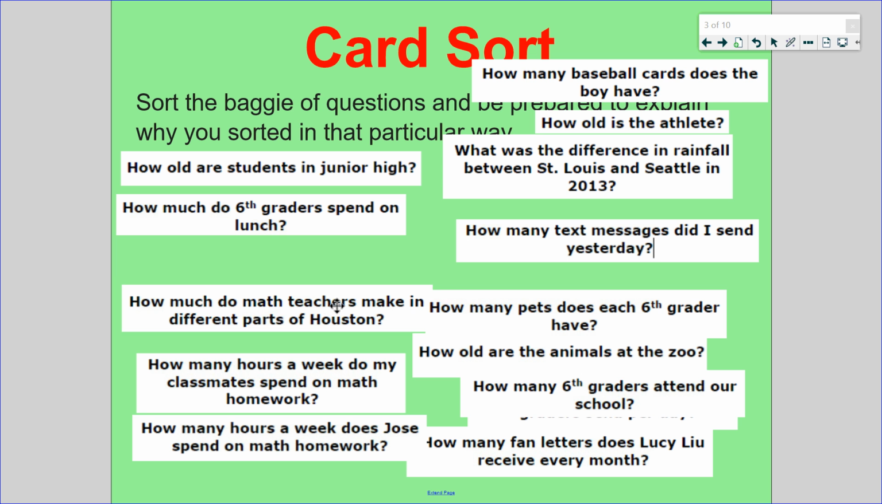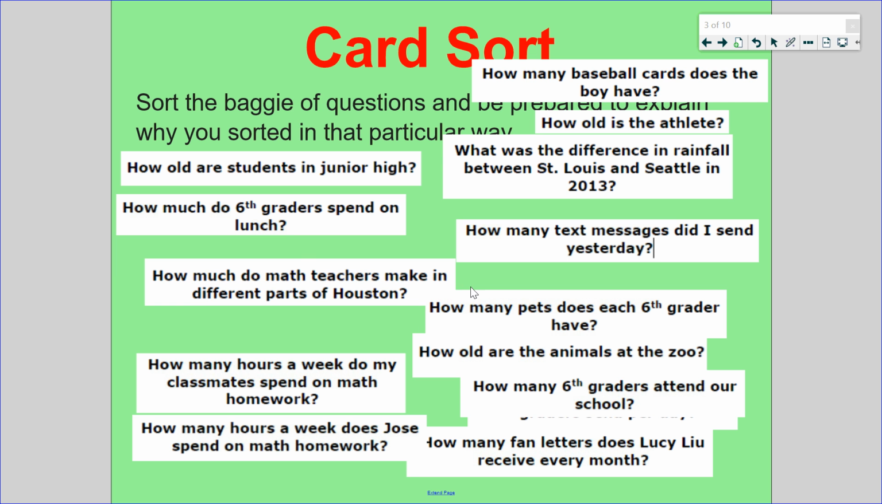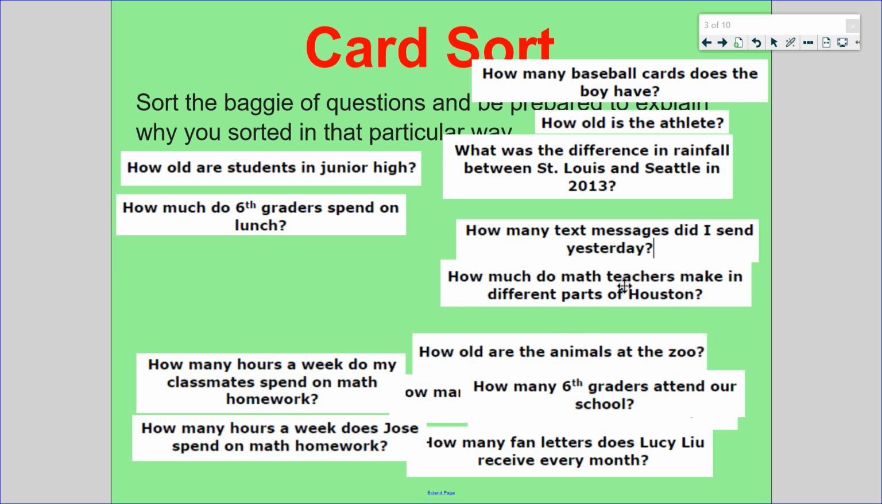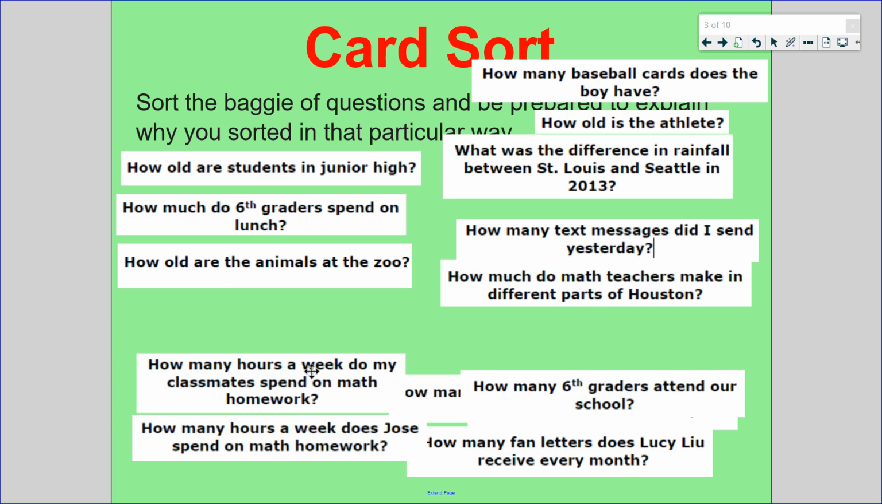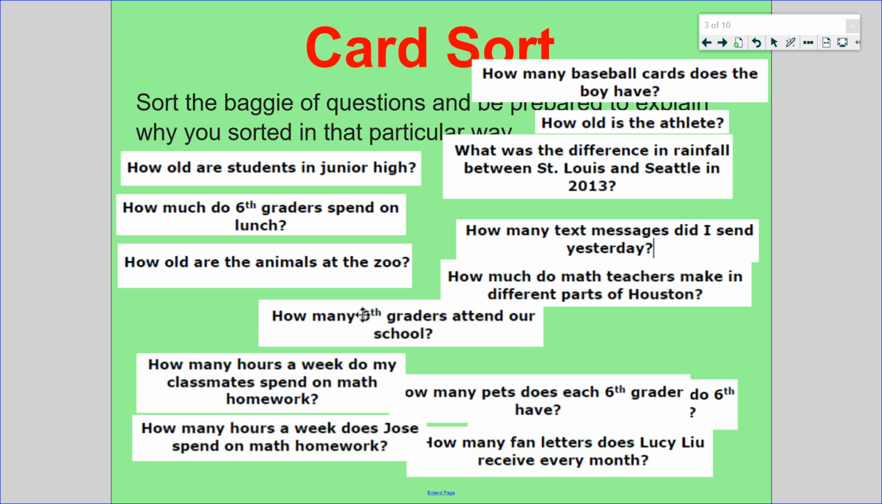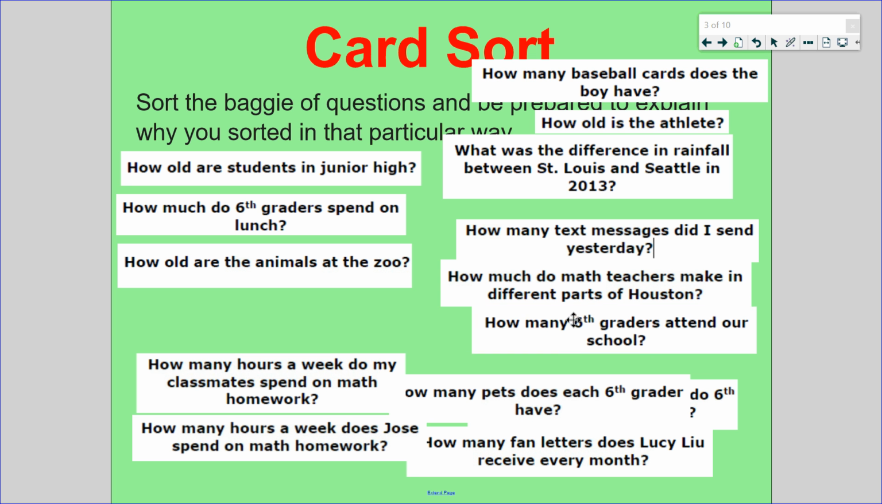So that's one answer. How much do math teachers make in different parts of Houston? That's a lot of different answers. How old are the animals at the zoo? There could be a newborn, it could be older. How many sixth graders attend our school? One answer.